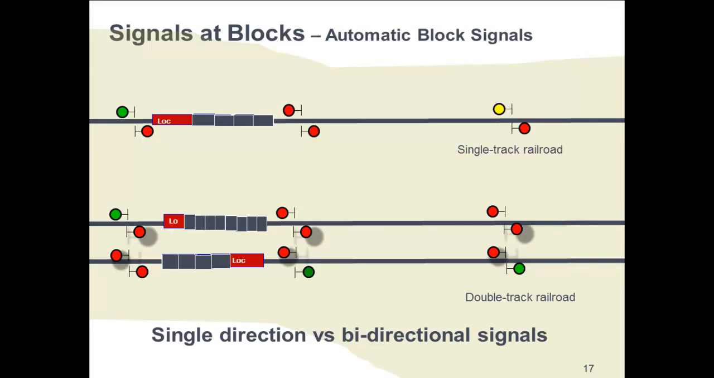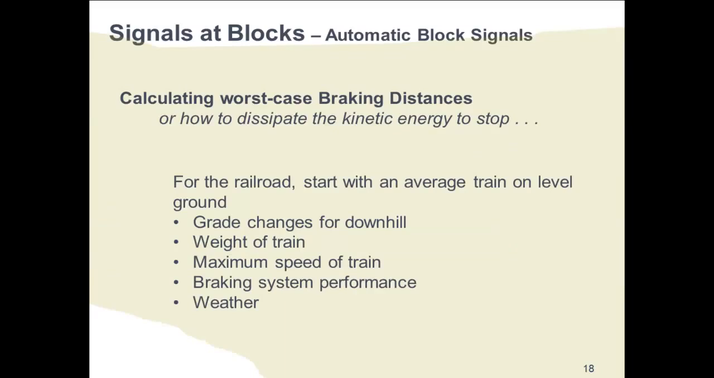So we've discussed braking distances in our first webinar, train types and performance, how the train types have different braking characteristics, and we discussed the different braking systems. In the track configuration webinar, we showed how the braking distances dictate block lengths and passing track lengths, and then, of course, signal spacing. So let's talk now about how the braking distances are actually calculated.